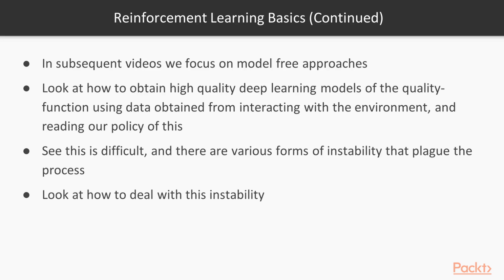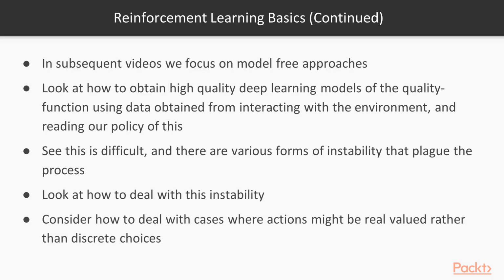We'll see that in the simple case, we're going to be working with discrete valued actions. I've already sort of assumed this by saying, look, we can use our quality model to determine our action by just examining which of the actions has the highest quality for this state, and then choosing to do that action. But that only works where there's a finite number of actions. So if we've got real valued actions, this approach is going to fall apart. So we'll also consider how to deal with cases where actions could be real valued rather than discrete choices.